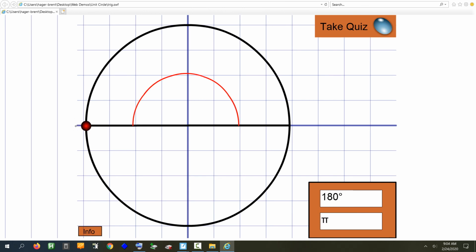Okay? So all we're really concerned about is where is this red circle? What would the coordinate be for it? Not how many times you've gone around the circle. We don't care about that at all. Okay? Just where did you stop?